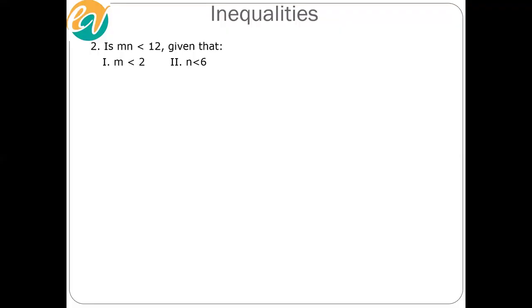Is mn lesser than 12, given that m is lesser than 2 and n is lesser than 6? Obviously statement 1 alone is insufficient because we have no idea about the value of n. Statement 2 alone is insufficient because we have no idea about the value of m. Next, combine both of them.